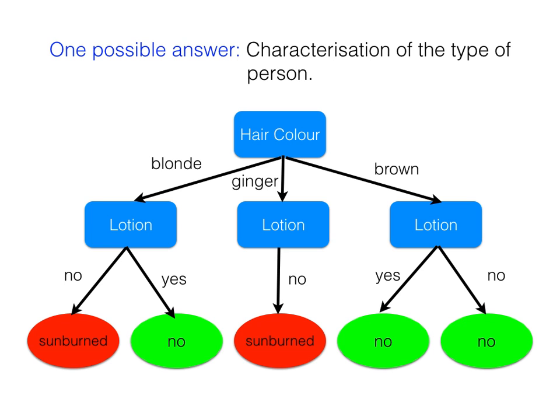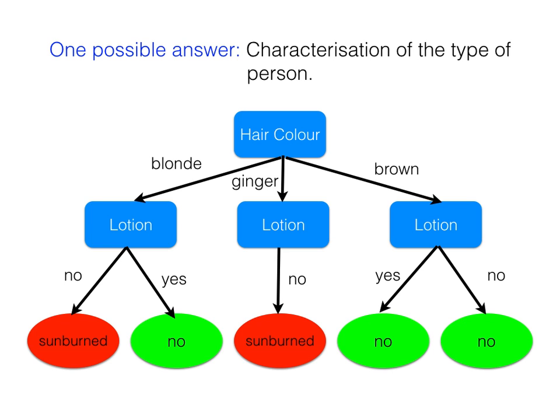If the hair color was ginger and they didn't have suntan lotion, then they got sunburned. Otherwise, they didn't get sunburned. So the way that we can characterize people who get sunburned is they either have blonde hair and didn't have lotion, or ginger hair and didn't have lotion. Otherwise, they didn't get sunburned. So that's just a way of characterizing this class.